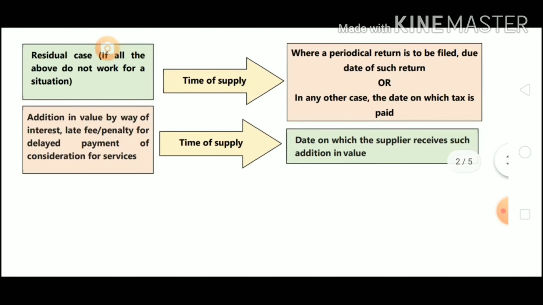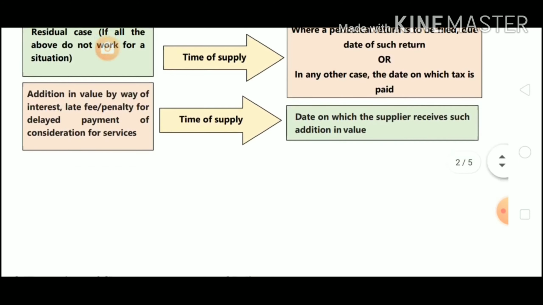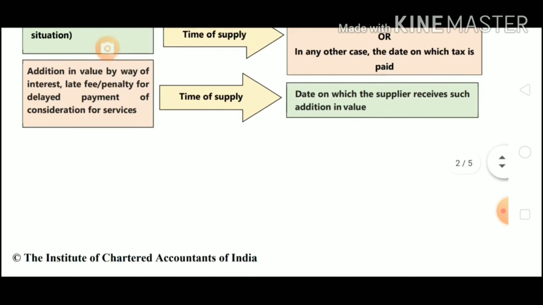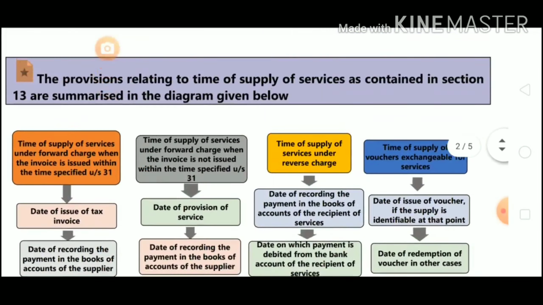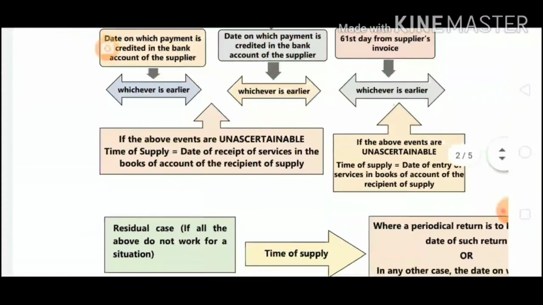Now addition in value by way of interest, late fee, penalty for delayed payment of consideration for services. In that case, time of supply will be the date on which the supplier receives such addition in value. So this completes our section 12 and 13, time of supply in case of goods and services.